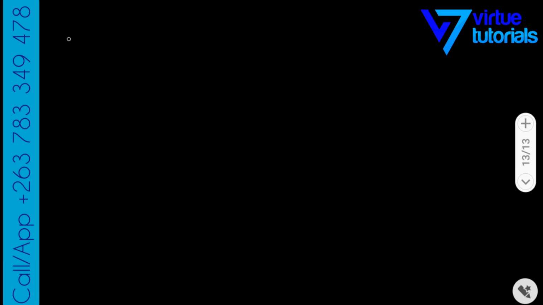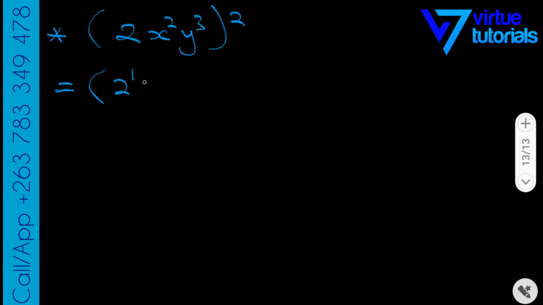Now, what if I have more than one number in the brackets? So let's say I have something like this. I have 2x squared y cubed then to the power 2. Now we know that if we have brackets, brackets mean that the power outside must affect everything, right? Now, if you really think about it, 2 is just the same as 2 to the power 1, right? So this power 2 is going to multiply everything.